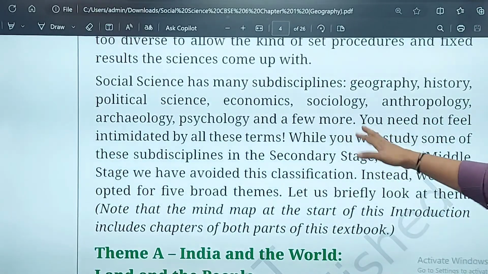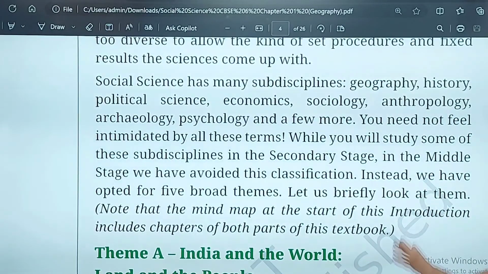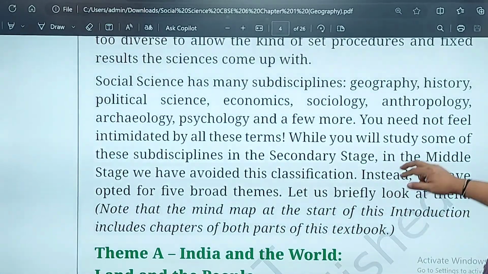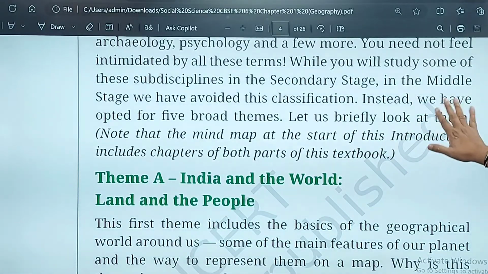You need not feel intimidated because आपको ये सारे terms के हिसाब से नहीं पढ़ाया जाएगा 6th क्लास में. So धीरज रखिए, गदाधारी भीम, धीरज रखिए. Okay, so that's all it is.